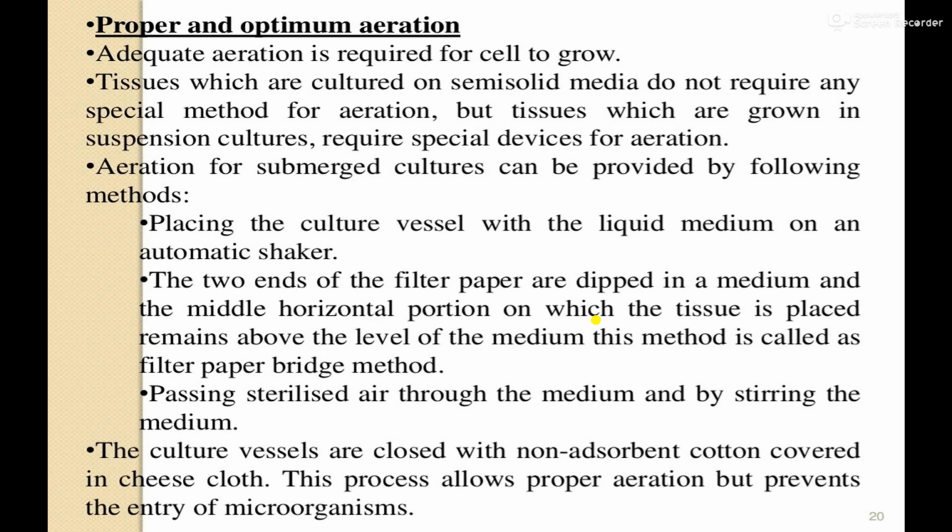Aeration for submerged cultures can be provided by the following methods: placing the culture vessels with the liquid media on an automatic shaker. The two ends of a filter paper are dipped in the medium and the middle horizontal portion, on which the tissue is placed, remains above the level of the medium. This method is called the filter paper bridge method.